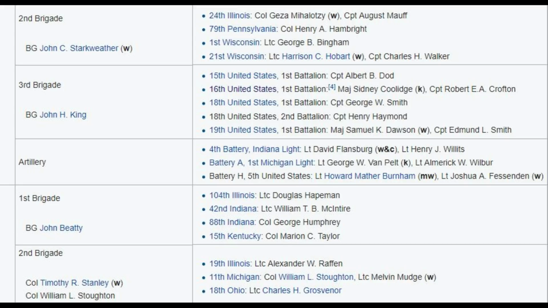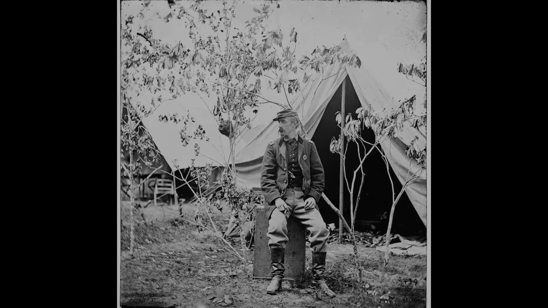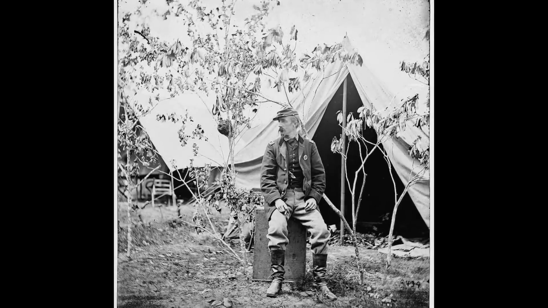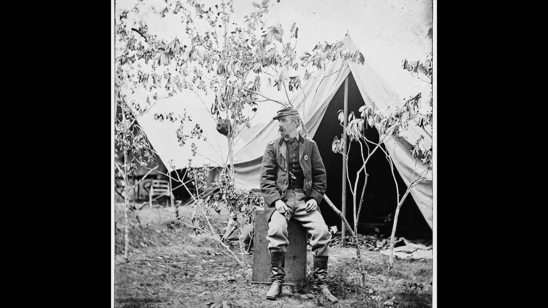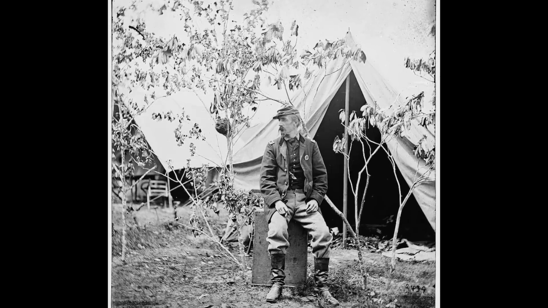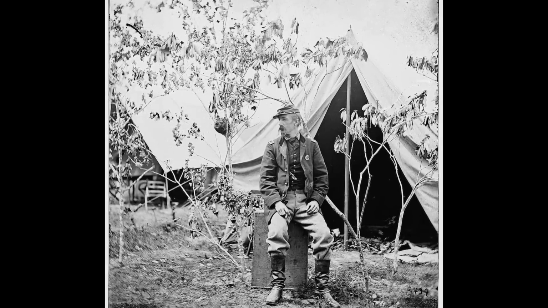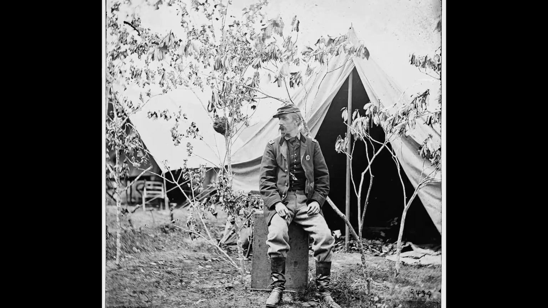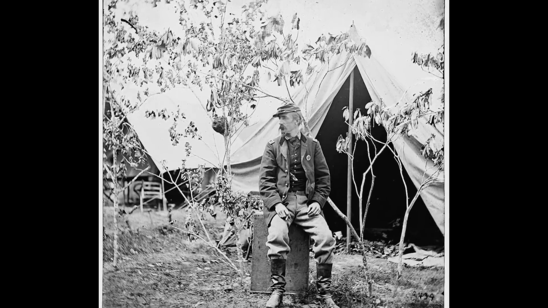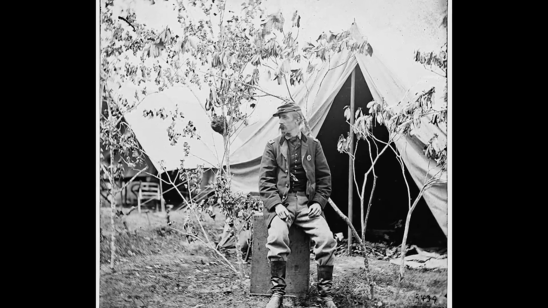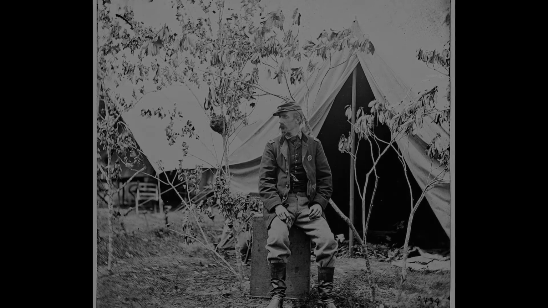Interestingly, the 16th United States Infantry has more than one connection to our founding fathers, because another officer who served with the 16th U.S. Infantry was a man by the name of Captain Francis Bash. Captain Francis Bash was a great-great-grandson of none other than Benjamin Franklin. His father, Hartman Bash, was also a member of the United States military.